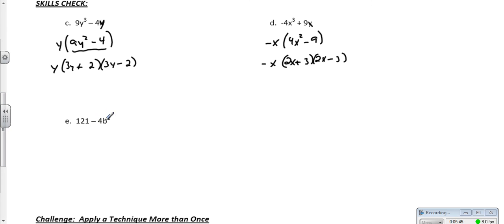Now here we have a little bit different situation. I'm going to rearrange this, and I'm going to write this as negative 4b squared plus 121. Now I'm going to take out a negative so it looks like this, and see what that looks like. So if I factor that, I get 2b, the square root of 121 is 11, and plus minus. And that works.